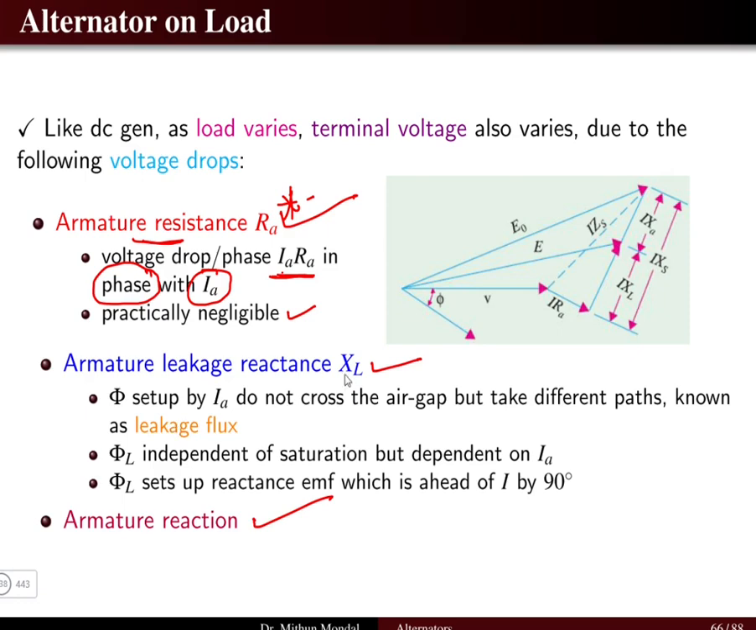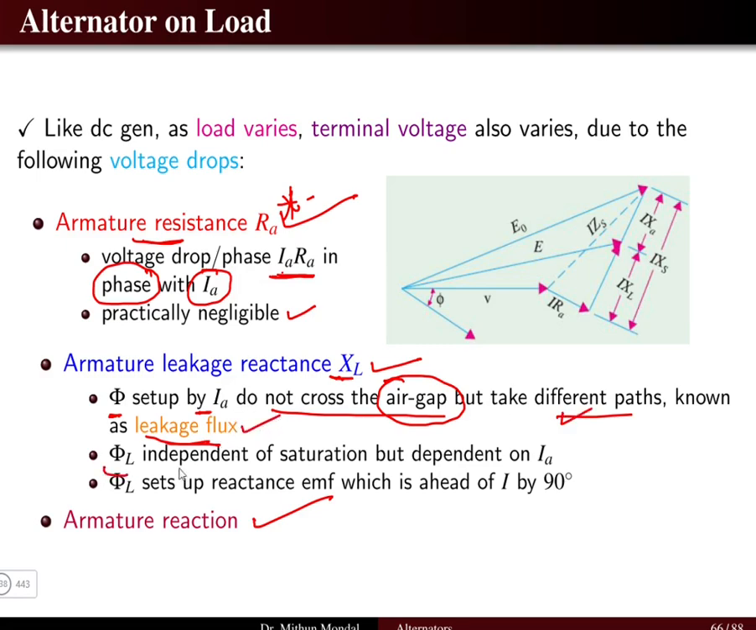The second loss is due to the leakage reactance. Generally we know that the flux is set up by the armature current, but some of it does not cross the air gap and takes a different path. That is known as the leakage flux. In a transformer, the flux is set up in the core. Here the flux is basically set up in the air gap. So if the flux is not set up in the air gap, rather taking a different path, then that is known as the leakage flux.